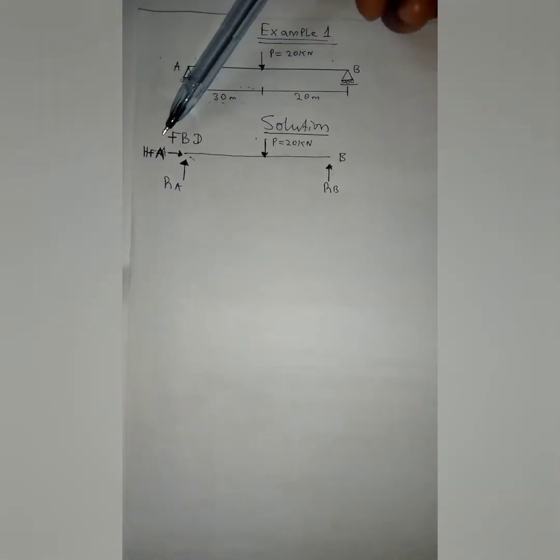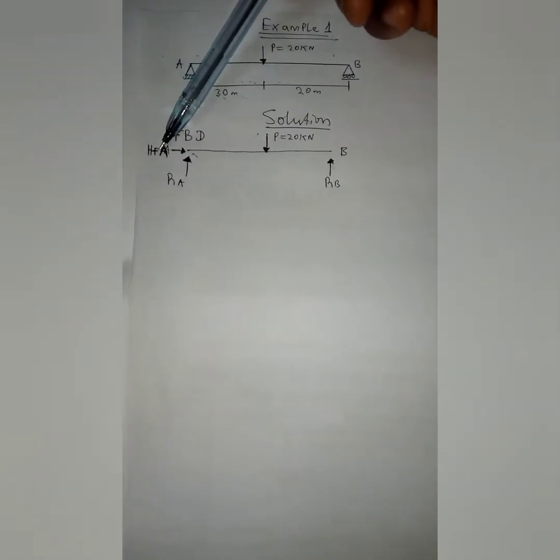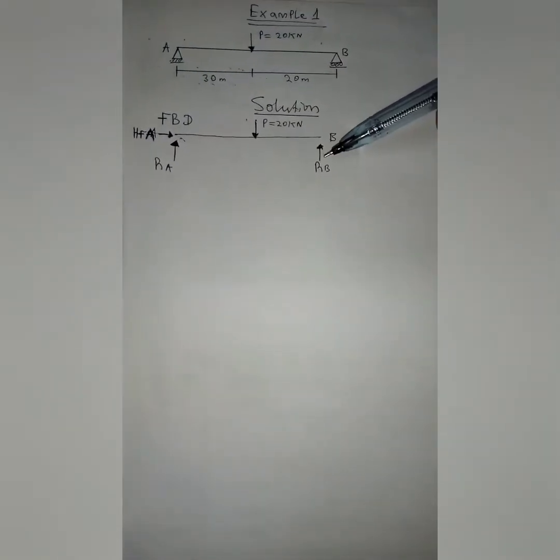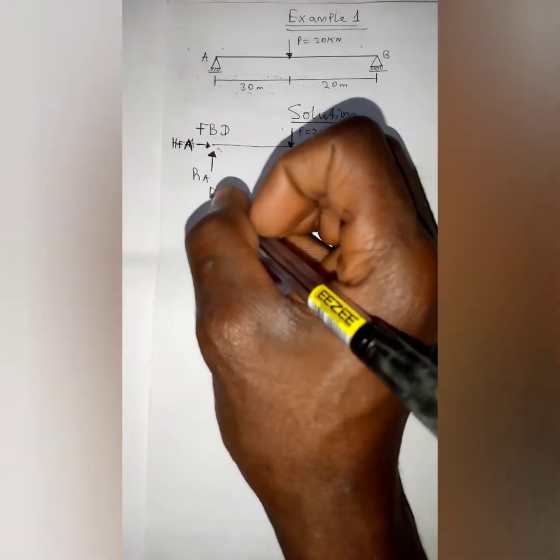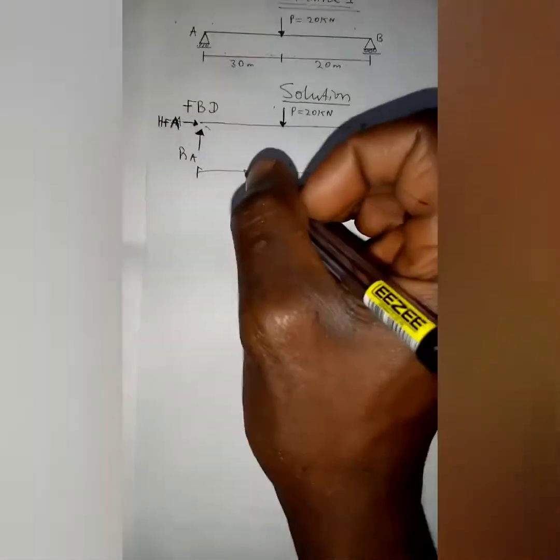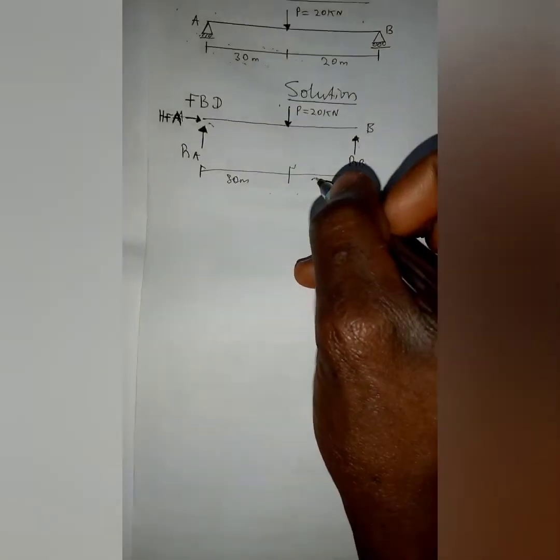So for us to solve this, we need to draw our free body diagram. Our free body diagram will look like this. We know that for the pin at A, we are going to have two supports, horizontal and vertical. Then for the roller, we just have a vertical force acting at B. So this is our free body diagram. The distances given are 30 meter and 20 meter.